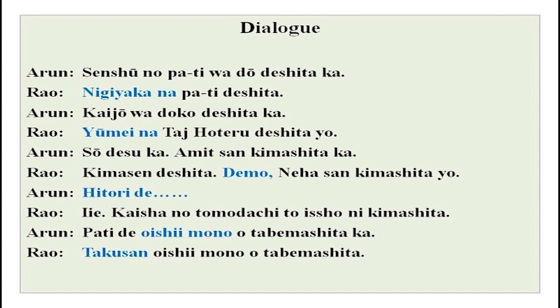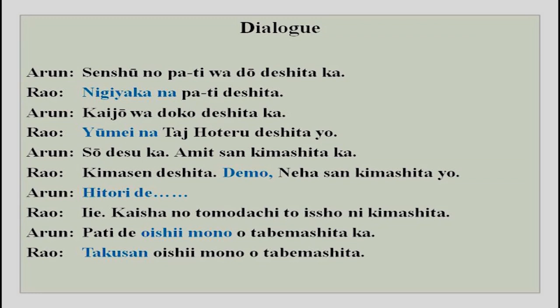So, this is a simple dialogue between Arun and Rao, and there are quite a few new words and I will just explain them to you. Senshu, last week, no party wa dou deshita ka? We did this phrase earlier as well. Dou deshita ka means how was it? Ningiyaka na party deshita. It was a very, very lively party.